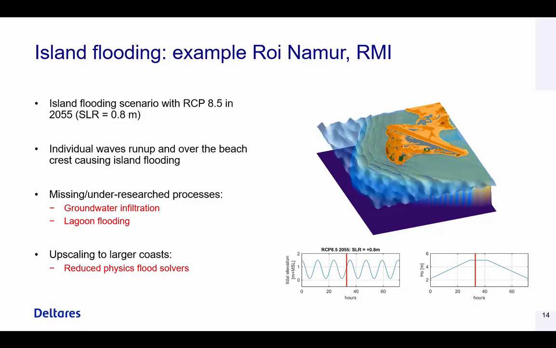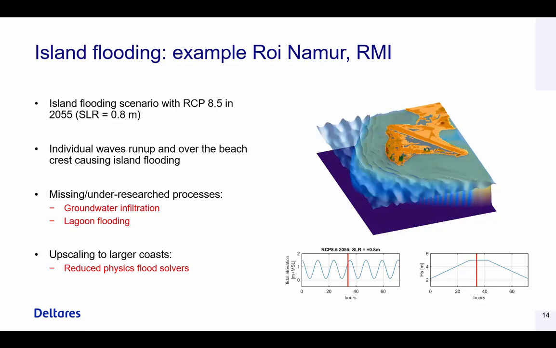We can do the flooding, but what we're missing are lagoon effects, so waves coming from the lagoon, as we're only looking at the ocean side, and also the groundwater infiltration, so how the salt water infiltrates the aquifer. And we can do this for these small islands with these computationally expensive models, but how do we do this for larger areas and more islands? We need reduced physics flood solvers.